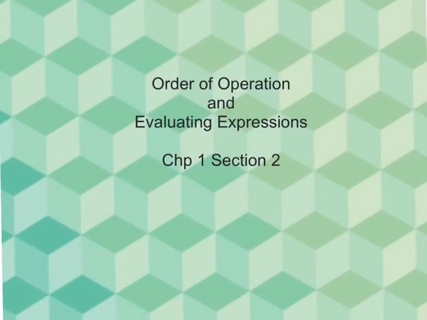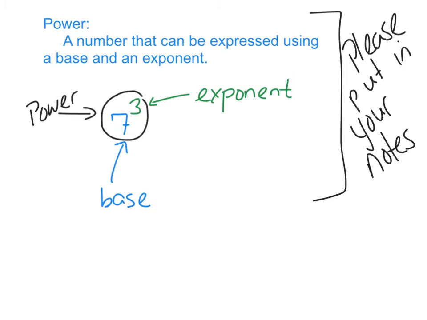Chapter 1, Section 2, Order of Operation and Evaluating Expressions. A power is a number that can be expressed using a base and an exponent. There are two parts. One part is the base, and that's a normal sized number. And the second part is an exponent, and that is a smaller number that is superscript, or rising above.